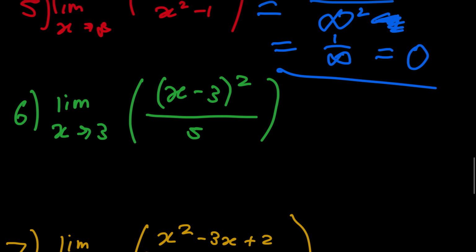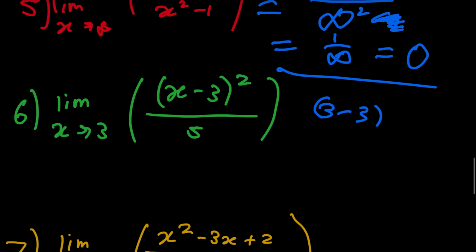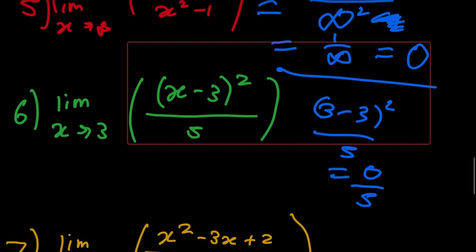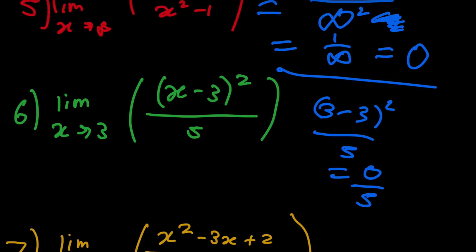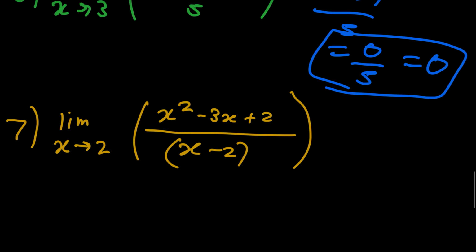Okay, let's go back to another green question. This is definite integrals. So let's see. If we plug in 3, we get 3 minus 3 whole squared divided by 5. So we get 0 over 5. And be careful, because 0 over 5 is 0, and that's defined. So this isn't like an indeterminate form. It's not an asymptote. So this is actually a defined value. So over here, this will be the correct answer.